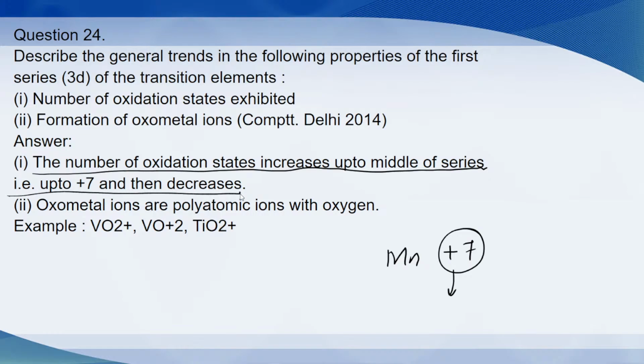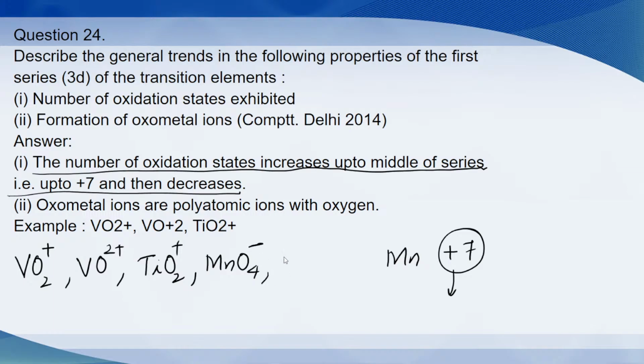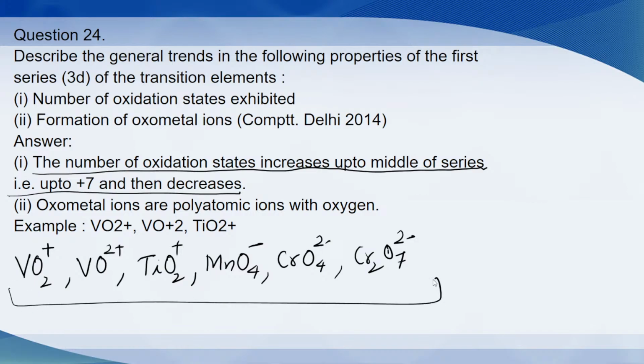Next, formation of oxometal ions. So oxometal ions are always polyatomic ions with oxygen, like VO2 positive, VO 2 positive, TiO 2 positive, even MnO4 negative, CrO4 2 negative, Cr2O7 2 negative. Okay, so these are the oxo anions.